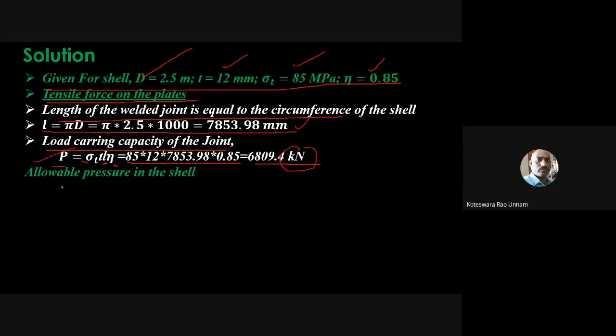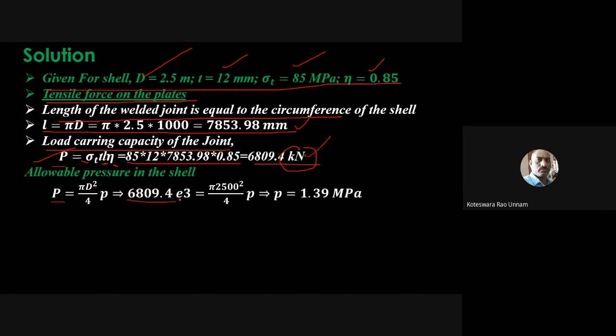Now I'll take this and equate it to the load carried by the shell. Therefore, 5 by 4 D square into pressure is equal to the load. Since it is in kilonewtons, I have to convert that into newtons by multiplying by 10 power 3. By equating this and solving the equation, I get the maximum allowable pressure as 1.39 MPa. So like this you can solve the problem. It is a very simple problem, and that too on a butt joint.